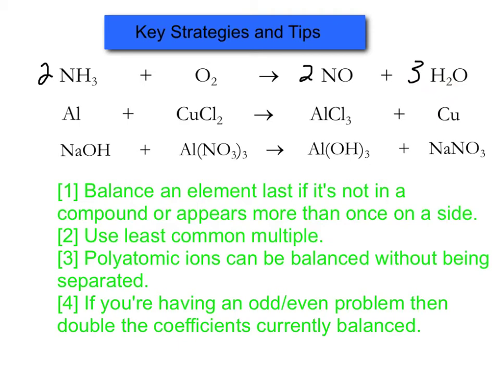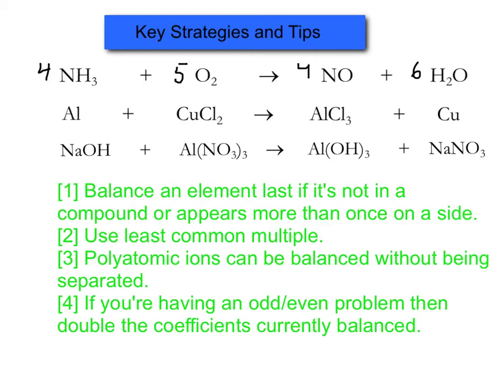So I'm going to double the coefficients that I have worked on so far. I have a 2, and a 3, and I'm going to double that to 4, 4, and 6, and then that's going to give me even numbers on the right-hand side. So let's wipe those out, and that'll give me 4, 4, and 6. Now let's work on the oxygens again. We have 2 oxygens on the left, and now 4 oxygens from the NO, and then 6 oxygens from the H2O. That'll give me 10 oxygens total on the right-hand side. So if I put a coefficient of 5 out in front of the oxygen, that'll give me 10 oxygens on both sides.